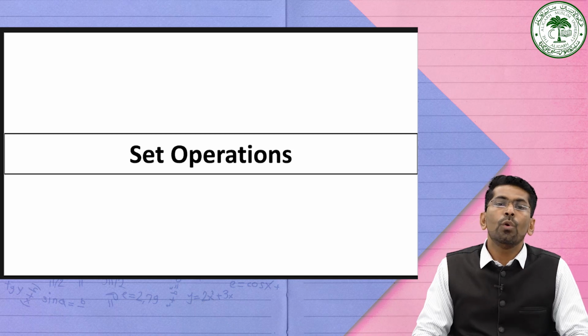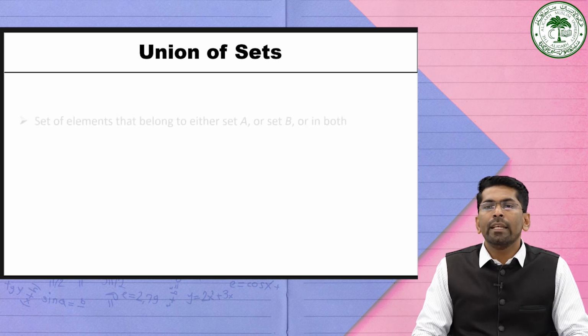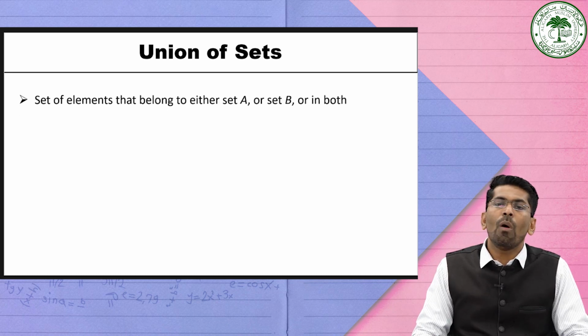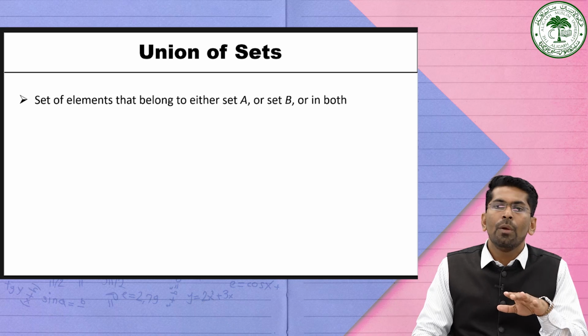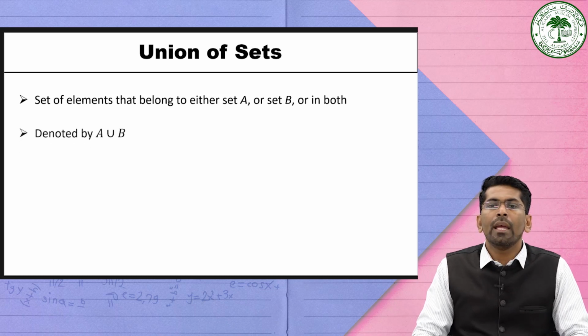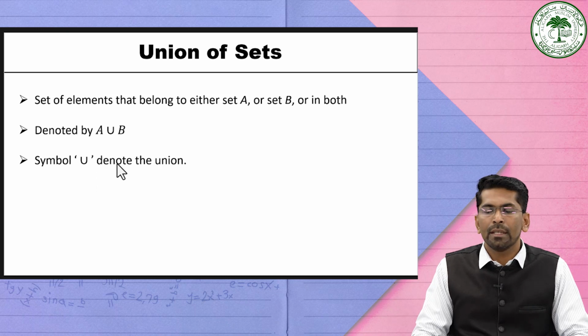So the first one is the union of sets. See, the union of two sets is the set of elements that belong to either set A or set B or both, which is generally denoted by A union B. See, it consists of all elements that are in set A or in set B, including any elements that are common to both sets. So here this symbol is used to denote the union operation between these sets.